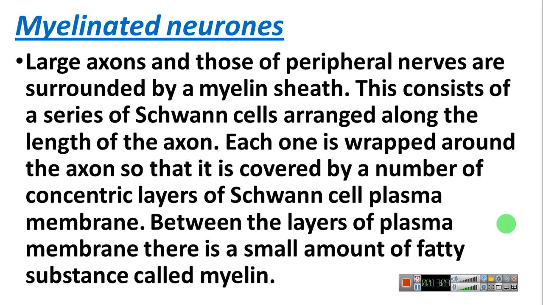This consists of a series of Schwann cells arranged along the length of the axon. Each one is wrapped around the axon so that it is covered by a number of concentric layers of Schwann cell plasma membrane. Between the layers of plasma membrane, there is a small amount of fatty substance called myelin.